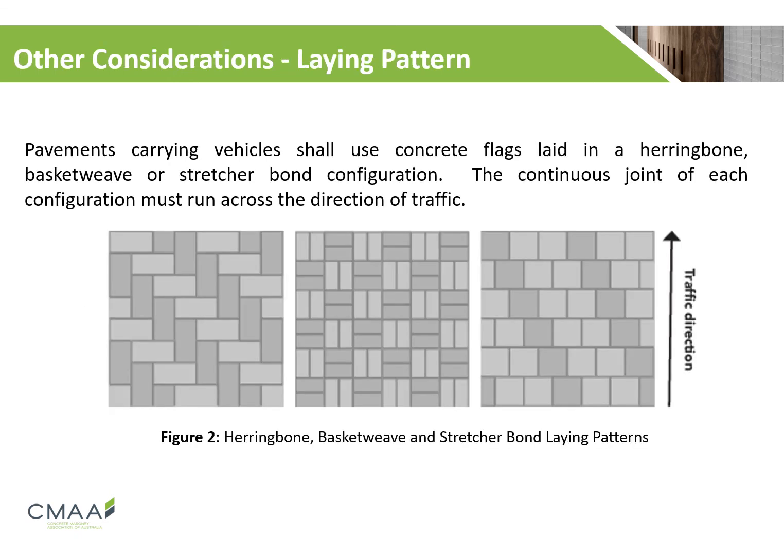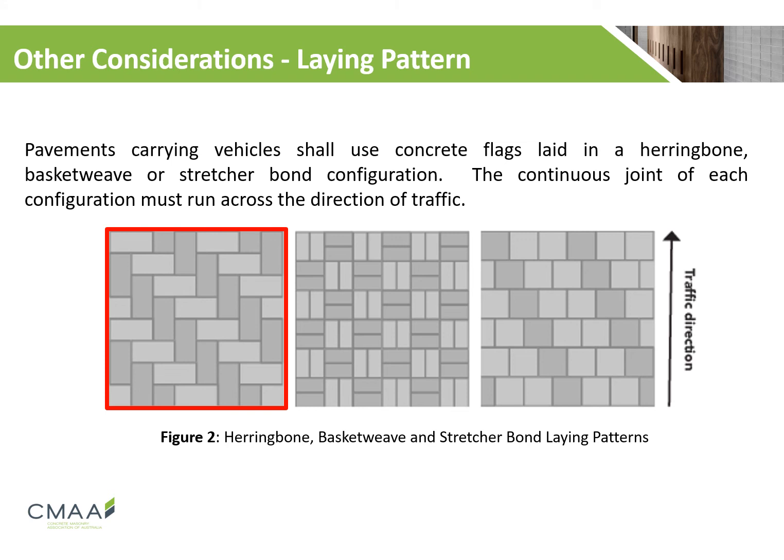Something else you may want to consider is the appropriate laying pattern for your pavement. Herringbone is recommended, however alternatives like basket weave and stretcher bond can be used when designed and constructed appropriately. The continuous joint of each pavement configuration must run across the direction of travel, which is shown in Figure 2 of this presentation.